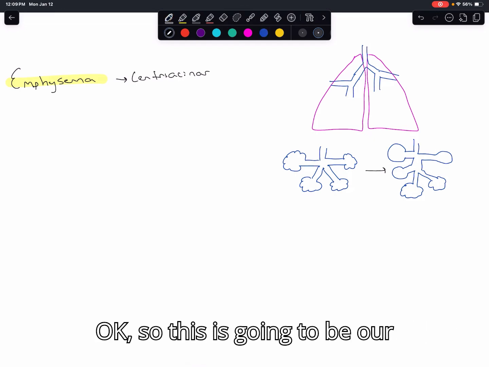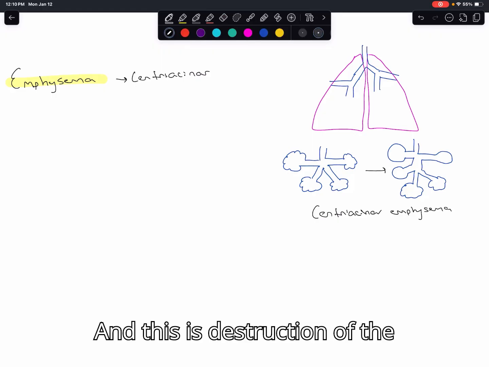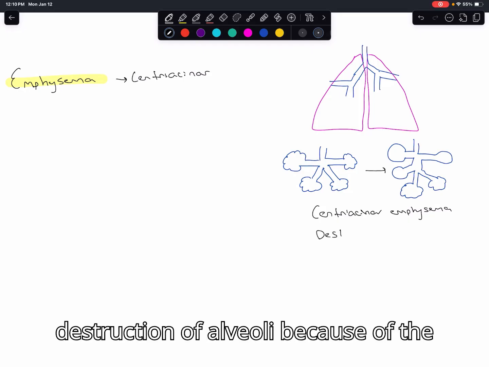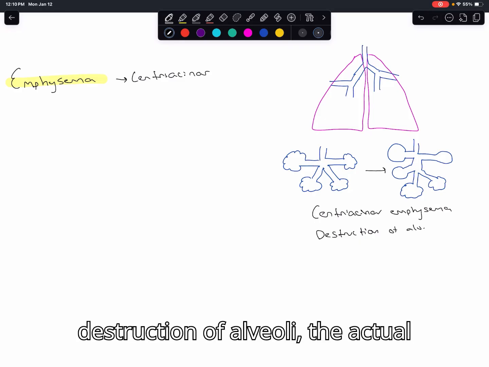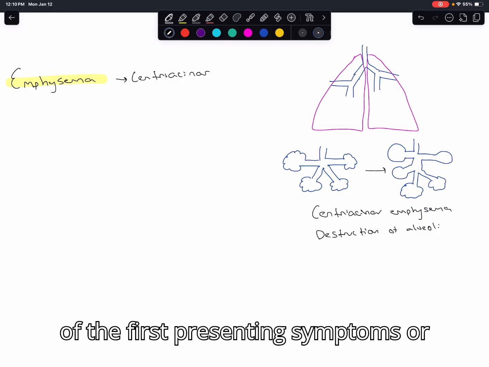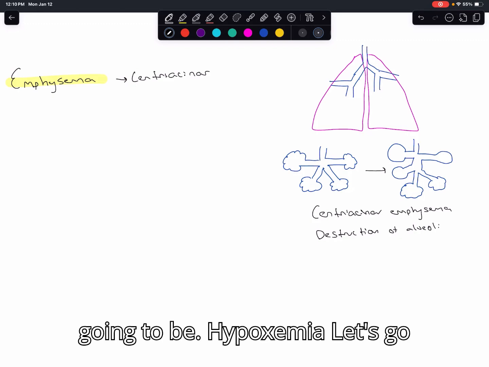So this is going to be our centroacinar emphysema. And this is destruction of the more proximal alveoli. So I'll say destruction of alveoli. Because it's a destruction of alveoli, the actual functional unit of the lung, one of the first presenting symptoms or signs of emphysema is going to be hypoxemia.